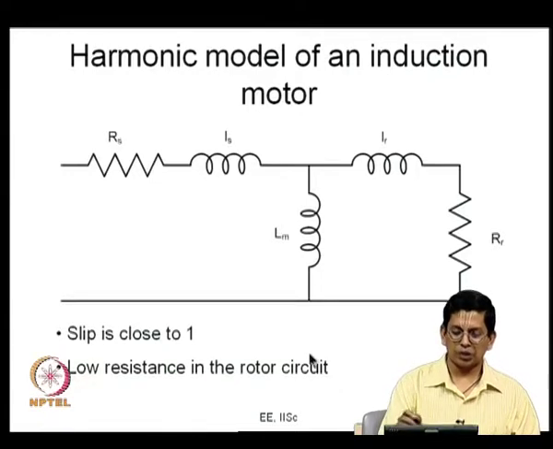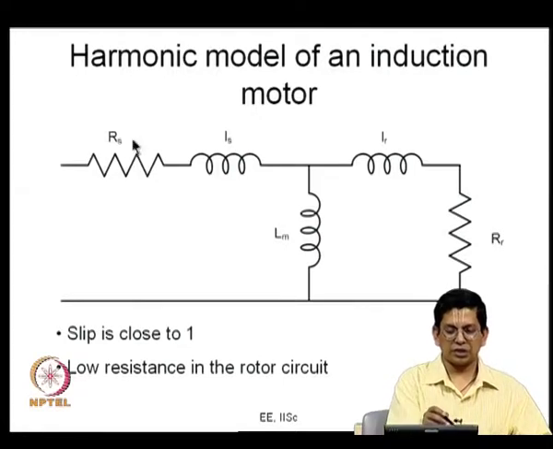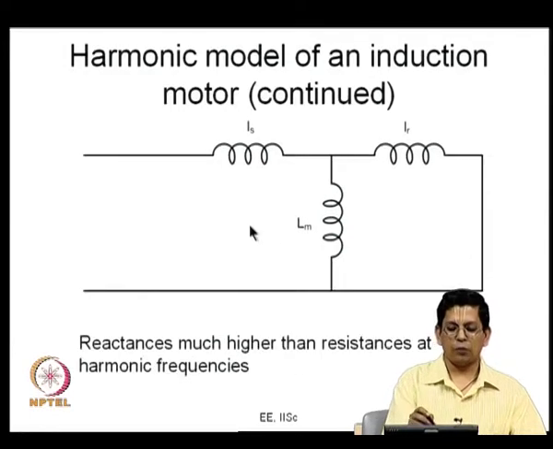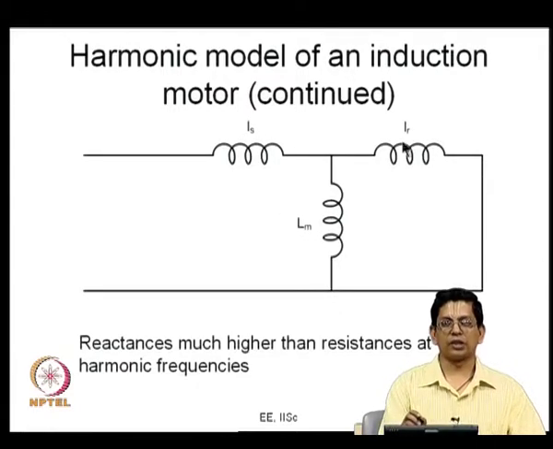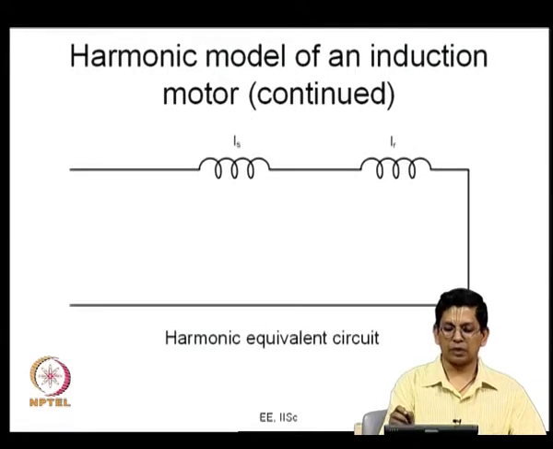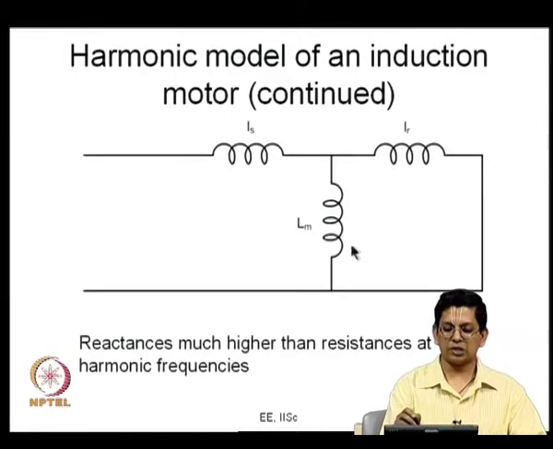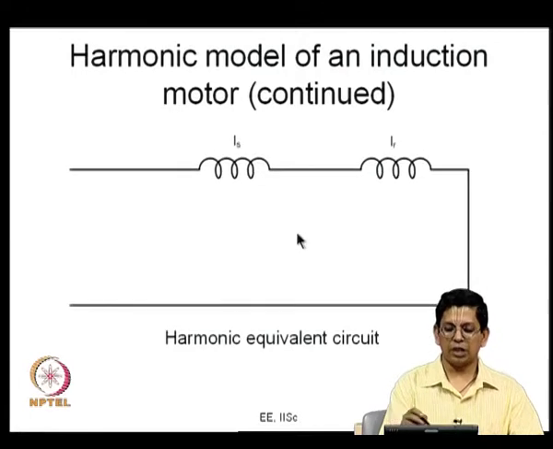And there is low resistance in the rotor circuit, and both these resistances RS and RR are negligible compared to the reactances omega LS and omega LR respectively at harmonic frequencies. So, the frequencies are very high, and therefore, the equivalent circuit reduces just to this. This is the magnetizing inductance, this is the stator leakage inductance, and this is the rotor leakage inductance. Now, you go one step further, this leakage inductance is much lower than the magnetizing inductance, and therefore, the equivalent circuit can be further reduced here, and this is the harmonic equivalent circuit.